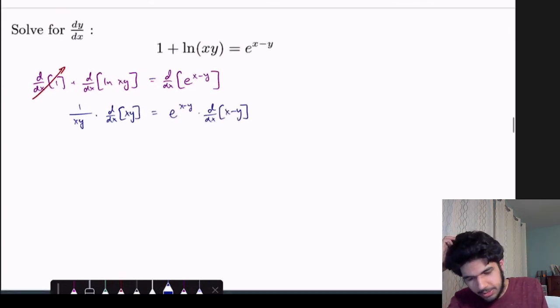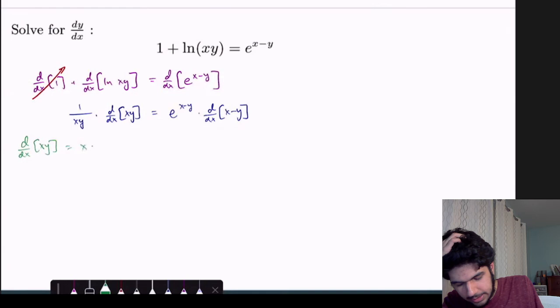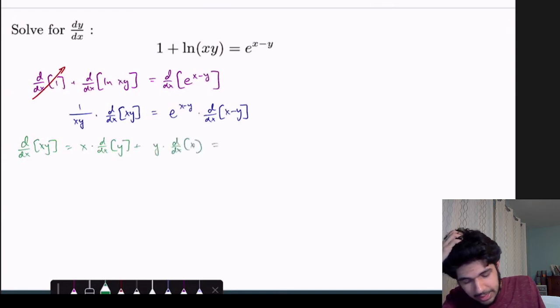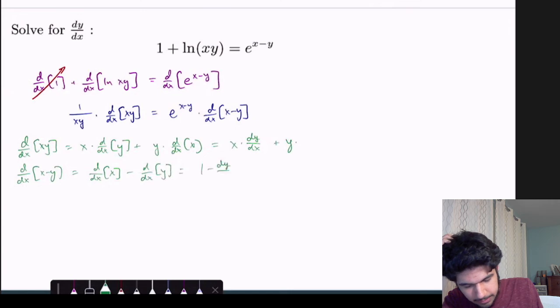So let's solve for the two derivatives separately. I won't rewrite the thing, we'll just solve for them separately. So d dx of xy, that'll use the product rule. So x times d dx of y plus y times d dx of x. So that's x times dy dx plus y. And then we have to find d dx of x minus y. So that's just equal to d dx of x minus d dx of y. So that's equal to 1 minus dy dx.